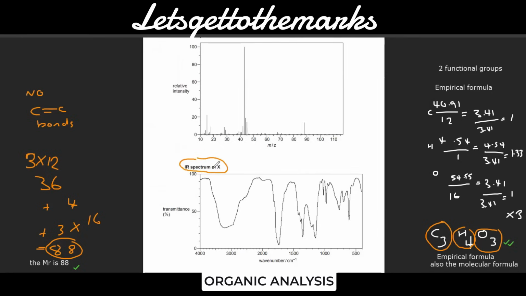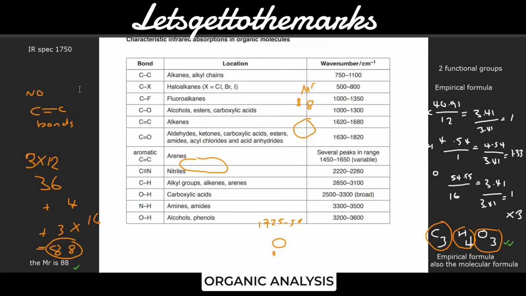Okay, so we've got the IR spectrum of X. Remember that was 88, the MR, and our first thing to look at in the IR spectrum down here is that peak, about 1725, I think, maybe it's 1750, not too sure, right? What we're going to do is note there is a narrow peak at 1750. We need to check what that bond is.